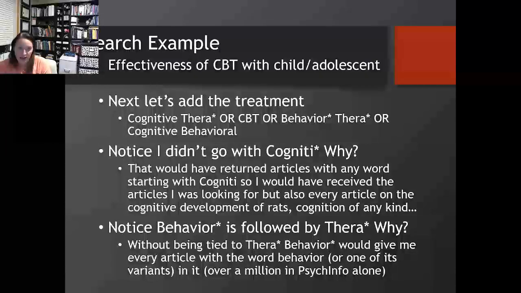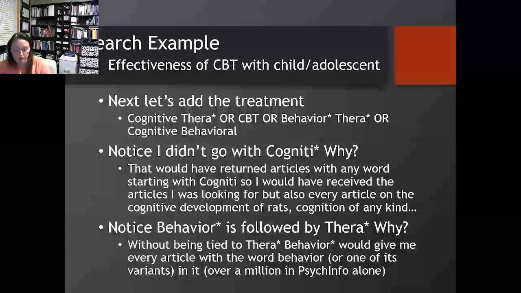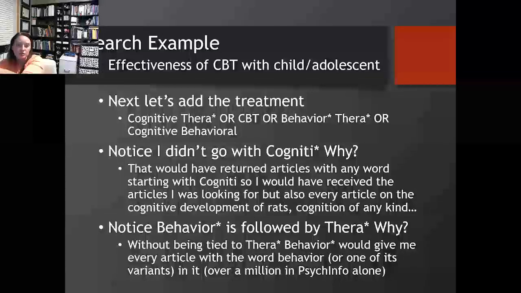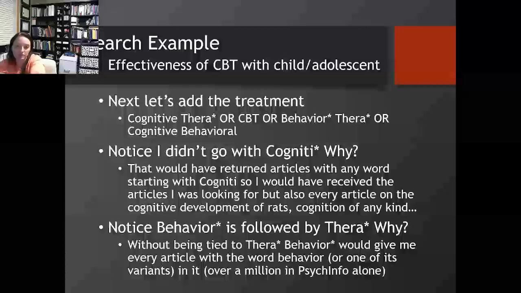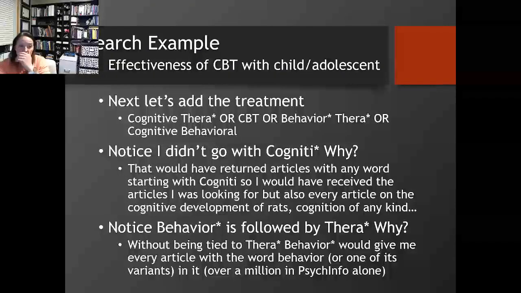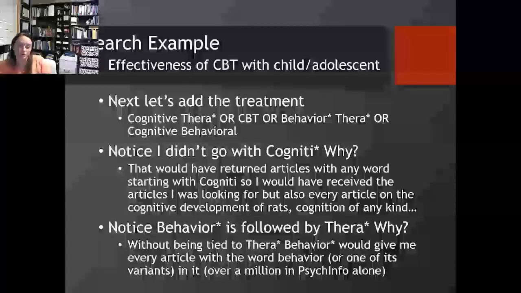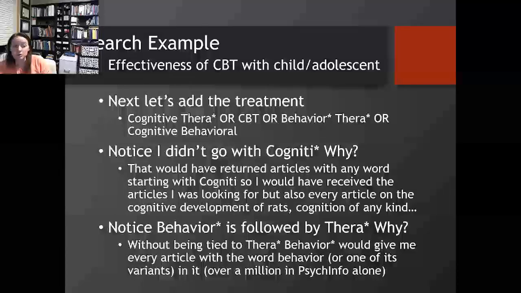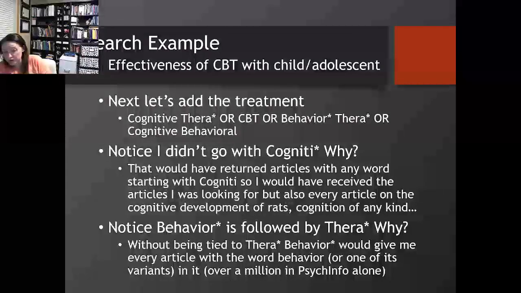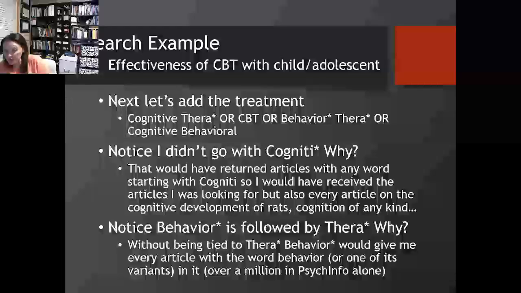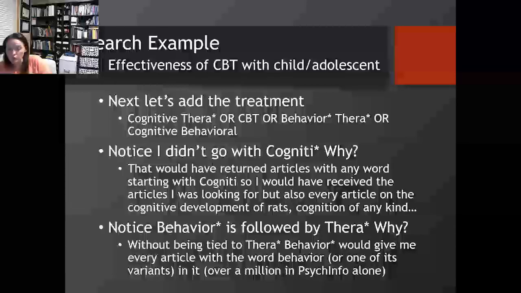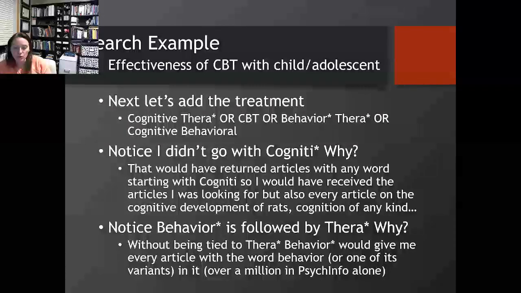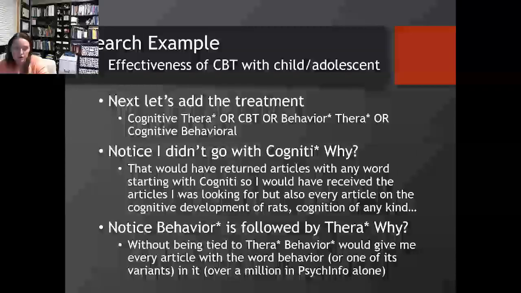So next, let's add the treatment piece to it. Okay, so you would be looking at CBT in this example. Okay, so, effectiveness of CBT with child and adolescent populations. So we would do cognitive thera with an asterisk, or CBT, or behavior with an asterisk, thera with an asterisk, or cognitive behavioral.